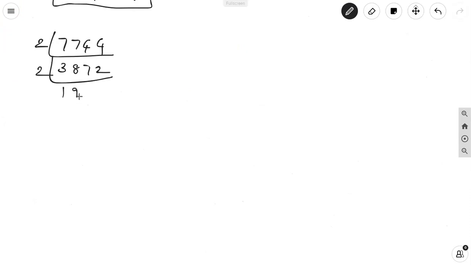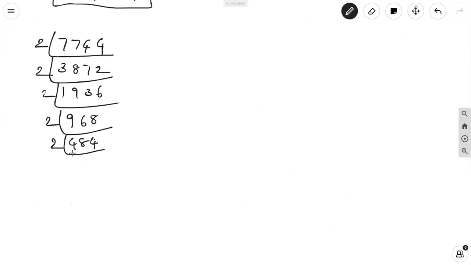2 ones are, 2 nines are, 2 threes are, 2 sixes are. 2 nines are, 2 sixes are, 2 eights are. 2 fours are, 2 eights are, 2 fours are. 2 twos are, 2 fours are, 2 twos are. 2 ones are, 2 twos are, 2 ones are. Here 11 elevens are 121. Why? Because 11 is a prime number. 1 pair, 2 pairs, 3 pairs.